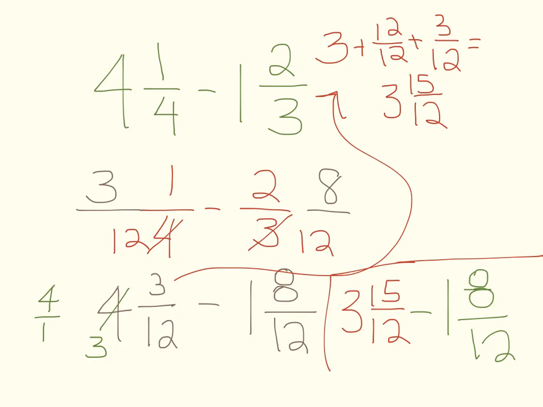15 minus 8 is 7, and my denominator is 12. So there's my fraction, and then I do 3 minus 1, which is 2. So I get 2 7/12.